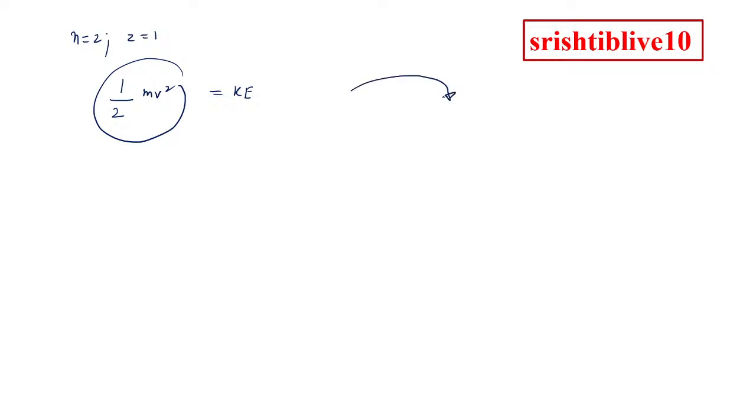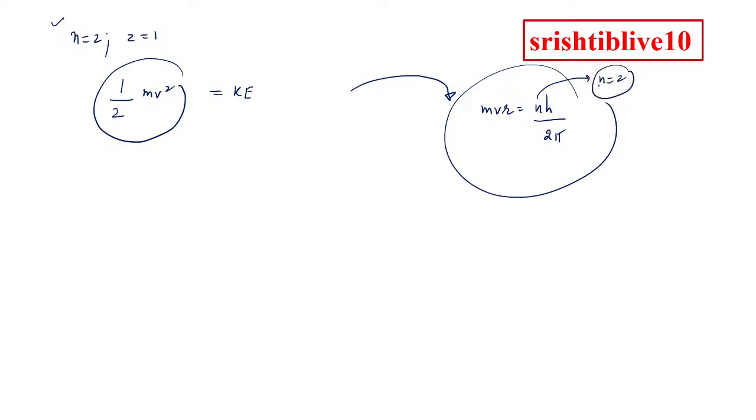I know this very clearly from Bohr's postulate that mvr is equal to nh by 2 pi. Yes or no? Angular momentum of electrons is quantized. mvr is equal to nh by 2 pi, and this is the angular momentum of the electron. This electron is present in the second Bohr orbit of a hydrogen atom. So can I substitute n value equal to 2 here and find out the angular momentum? Definitely I can. So mvr is equal to, in place of n, 2 h by 2 pi.